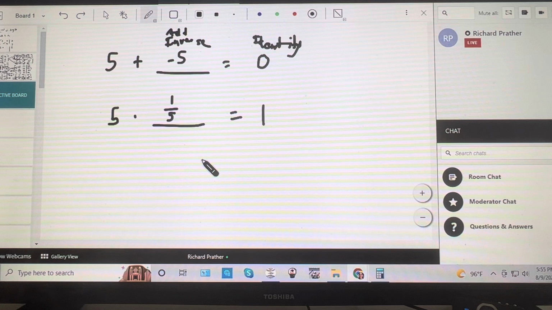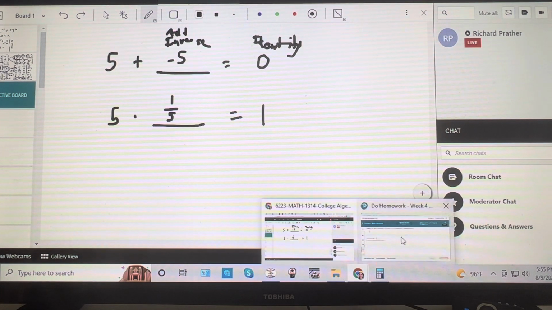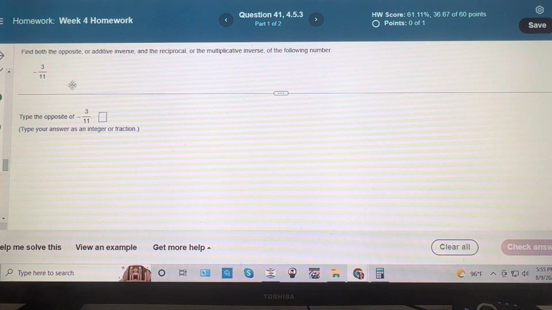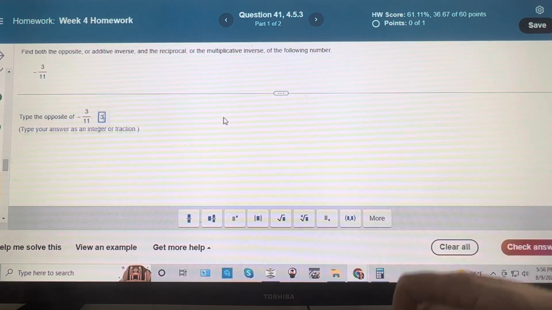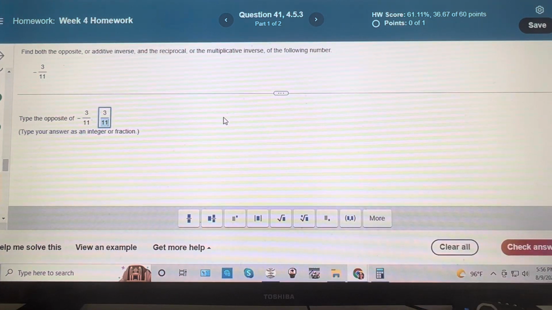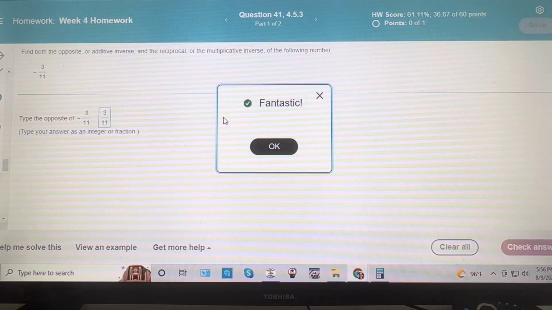So an additive inverse is the same number, just the opposite sign. The multiplicative inverse is the same sign, but it's the reciprocal where you do 1 over, you flip it. They call the additive inverse the opposite, and they call the multiplicative inverse the reciprocal. So the opposite of negative 3 over 11 is positive 3 over 11. You don't change the number, you just change the plus and minus.